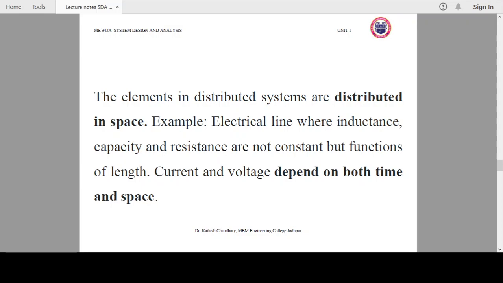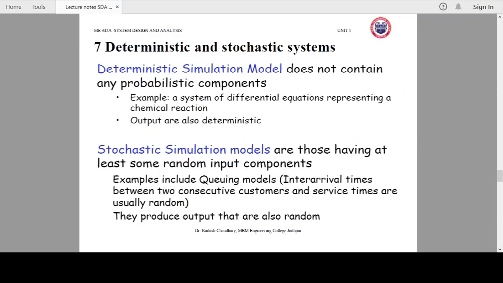An example here is an electrical line where inductance, capacity and resistance are not constant but functions of length. So here you can easily understand that inductance, capacity and resistance properties are not constant, but they depend on the length of the wire. So these systems are known as distributed systems, and they depend on both time and space.